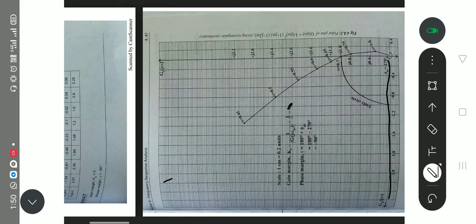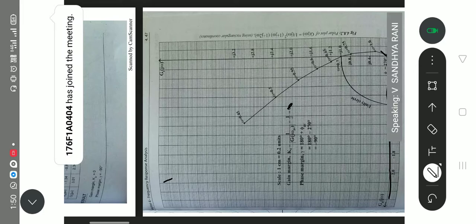Phase margin. Here the polar plot angle is 270 degrees. We can take a protractor to see the touching point of the polar plot and how much angle it makes. We can check the polar plot using a protractor. We can check the phase margin here, that is 270 degrees.